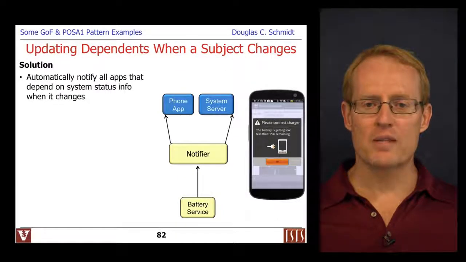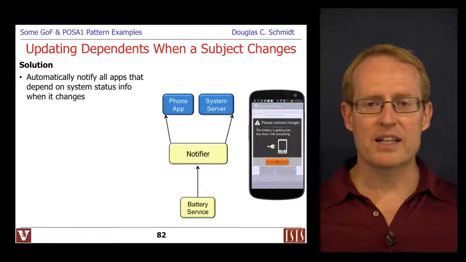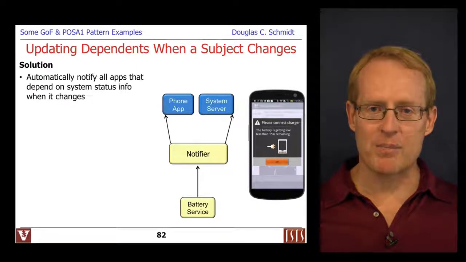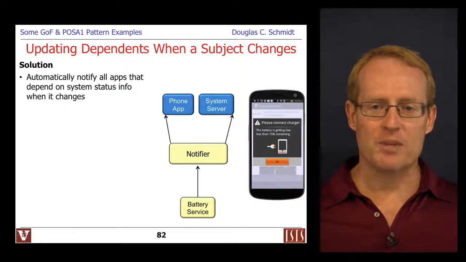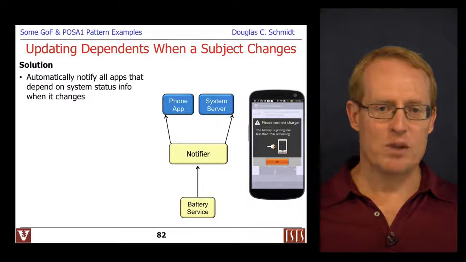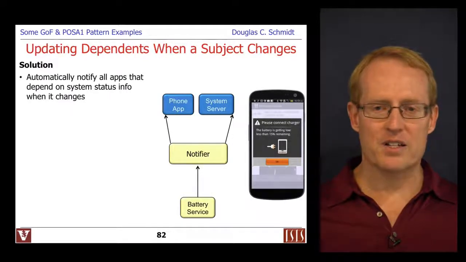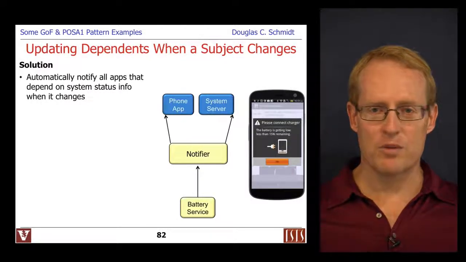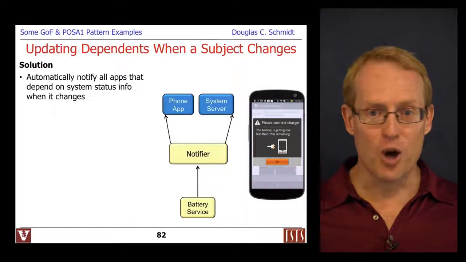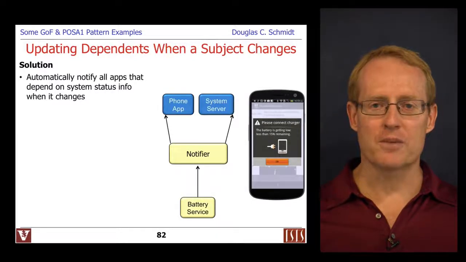So what's a more effective way of designing this? Well, what we'd like to do is come up with a way to automatically notify all interested applications that depend on system status information when this information changes. So as you can see here, we have some kind of notifier and some way of being able to have the various applications and services subscribe, and then when something happens, like the battery goes from fine to low, we can notify the interested parties.